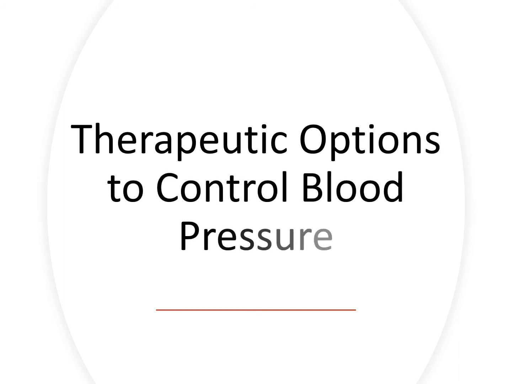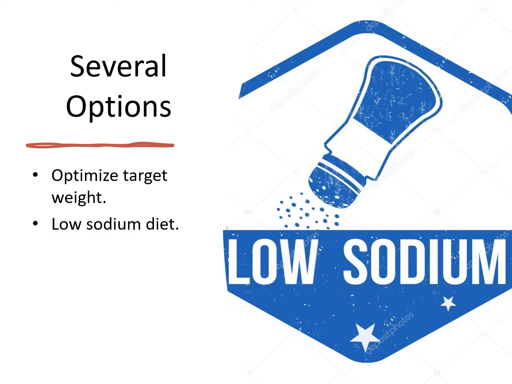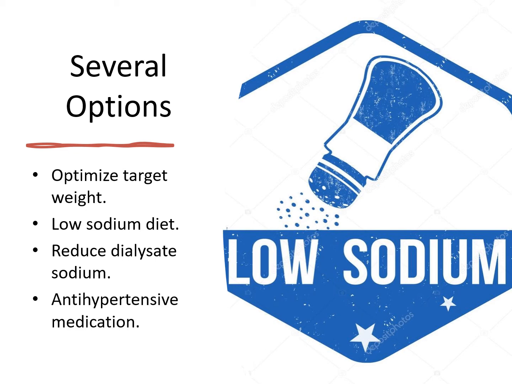Let's now talk about therapeutic options for controlling blood pressure in the dialysis population. There are several ways we can lower blood pressure. We can optimize their dry weight or their target weight. We can encourage them to follow a low sodium diet. We can reduce the amount of sodium in their dialysate. And of course, we can put them on blood pressure medication.